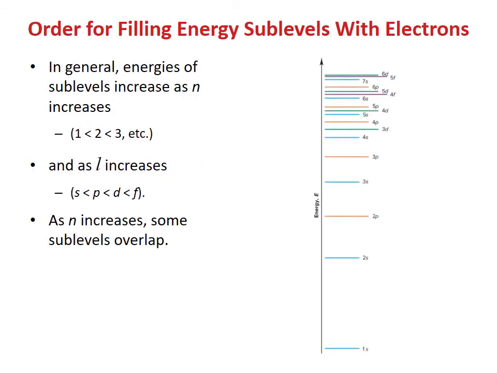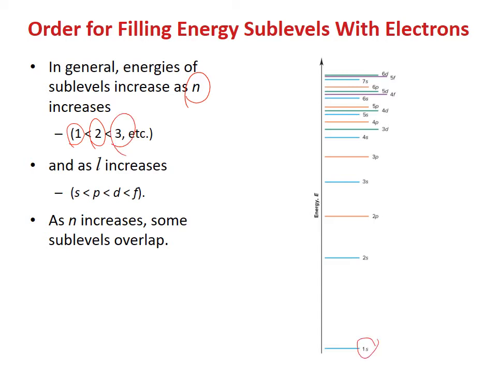In general, the principal quantum number n is the main factor that determines energy. So the orbitals with n equals 1 are lower in energy than those orbitals with n equals 2, which are lower in energy than those orbitals with n equals 3.